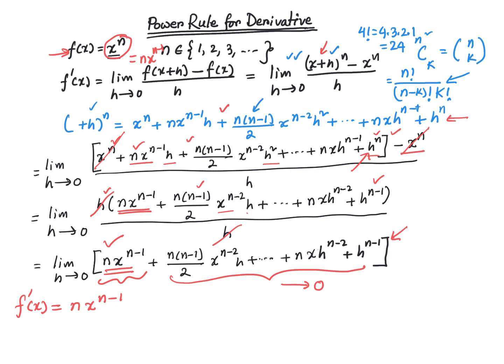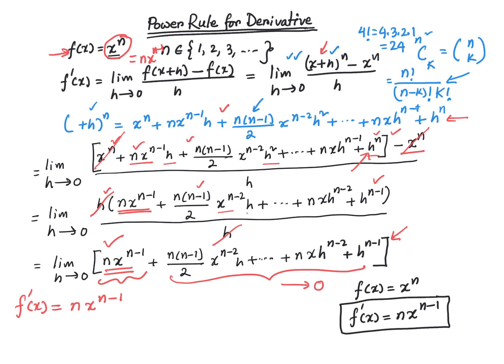Now this idea can be extended. So far we have shown it for positive integers. It can be extended to any real number. So for any real number n, if you have f(x) = x^n, then f'(x) is equal to n times x^(n-1). This is a formula you may want to remember.